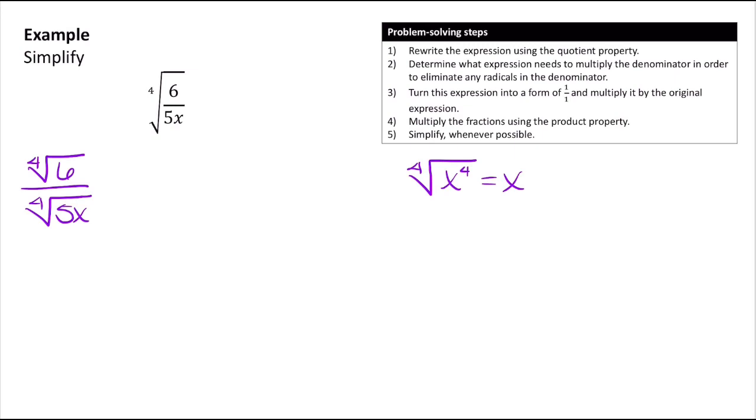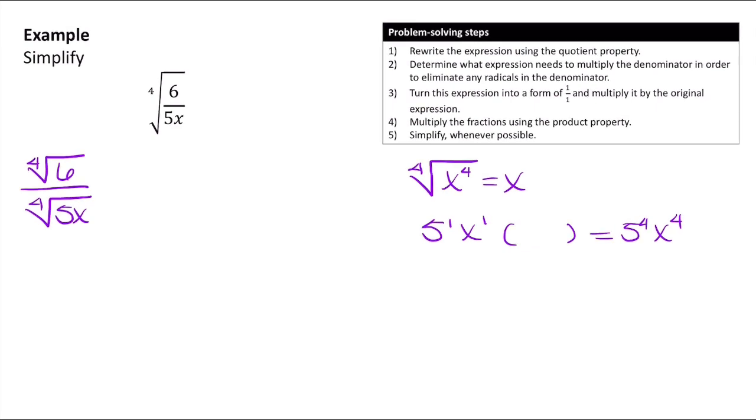So how do I turn this 5x into a power of 4? Well, we think about this. This is basically a 5 to the 1, x to the 1, right? So I need to multiply by something and then turn this into 5 to the 4th, x to the 4th, right? Because both of my terms need to have a fourth power in order for the fourth root to cancel out those exponents. Well, remember the product property tells us that a to the m times a to the n equals a to the m plus n, right? So we end up adding the exponents.